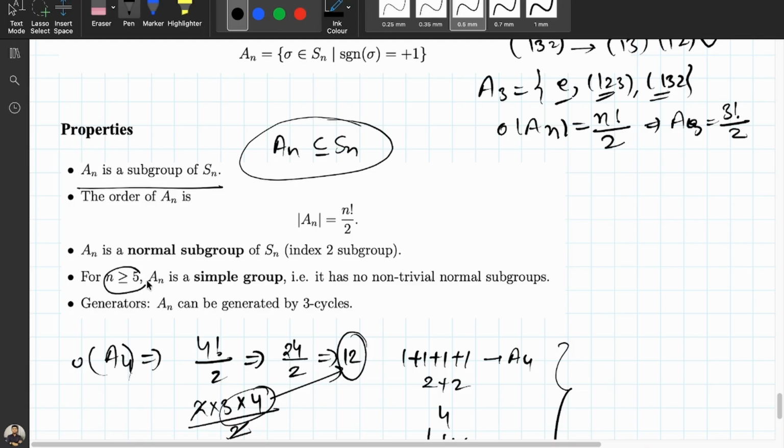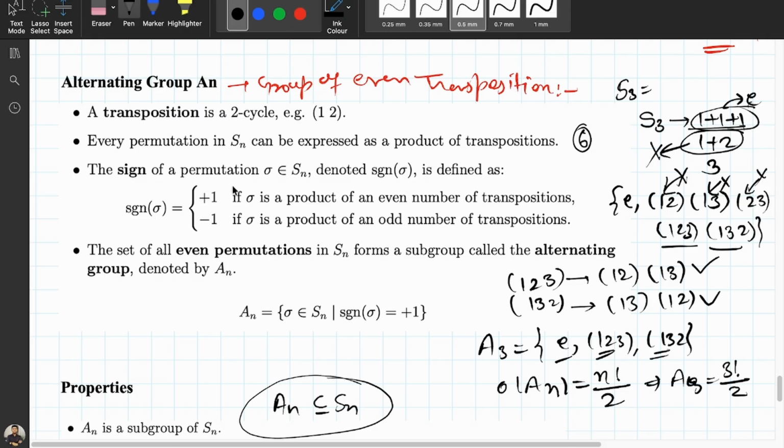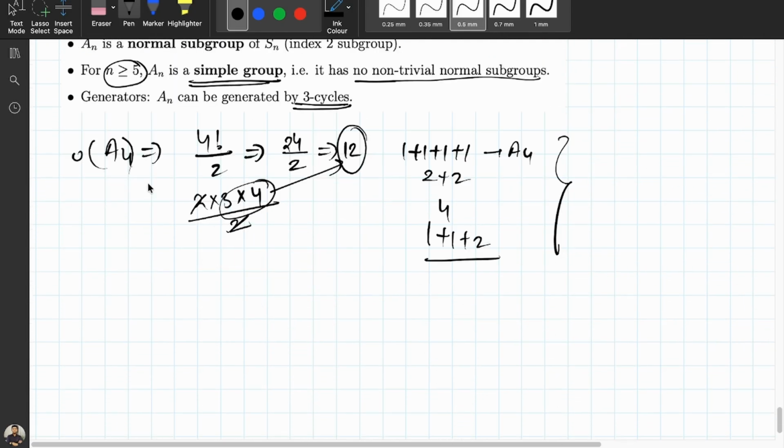If n is greater than or equal to 5, then An is a simple group. Simple group means it has no non-trivial subgroups, only 2 subgroups, the trivial one, identity, and itself. Then generators: An can be generated by 3-cycles. These are some definitions. Also there is the signum of sigma: plus 1 if sigma is a product of an even number of transpositions, and minus 1 if it is odd. We can define it in this form. So this is all about An and Sn.